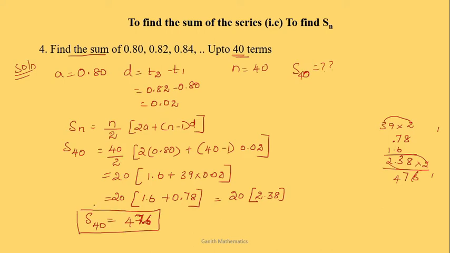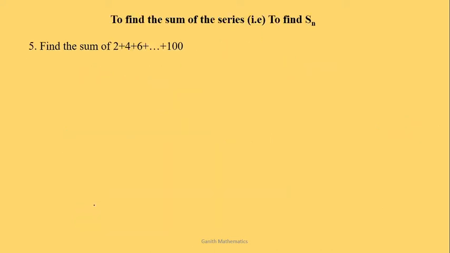Okay. Next problem is also a direct problem. Find the sum of the series. So that means we are going to find Sn only. So solution to find the sum. Sum means we are going to find Sn. And first for that you have to know what is n. That we will find. So look at the series. What is your a? Your a is equal to 2. And d is nothing but t2 minus t1. T2 is 4, t1 is 2, so d is 2, and we have L is equal to 100.